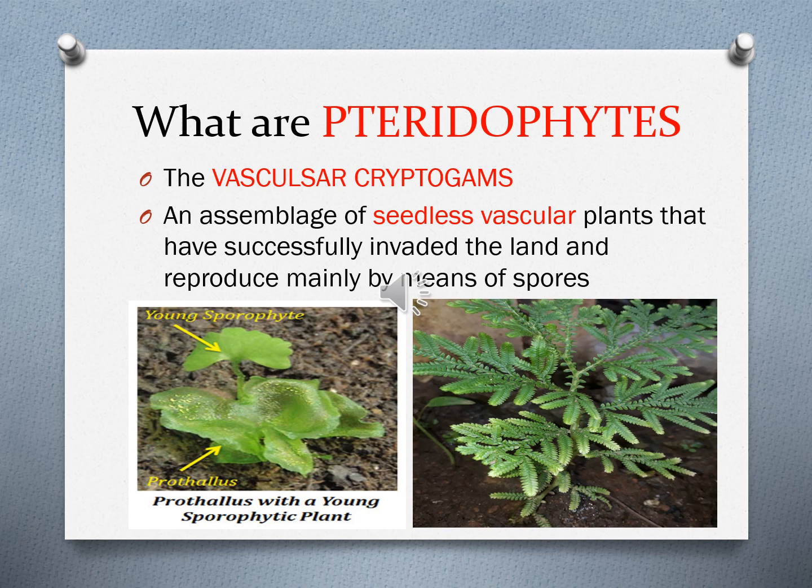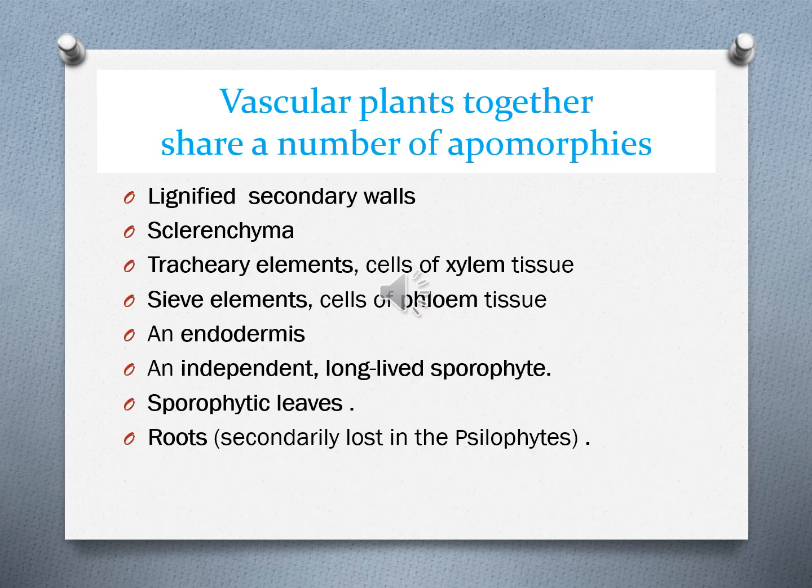The group includes an assemblage of seedless vascular plants that have successfully invaded the land and reproduced mainly by means of spores. The lower cryptogams, algae, fungi, and bryophyta have no conducting system. That means they don't have xylem and phloem tissues. From Pteridophyta onwards, vascular tissues are developed.